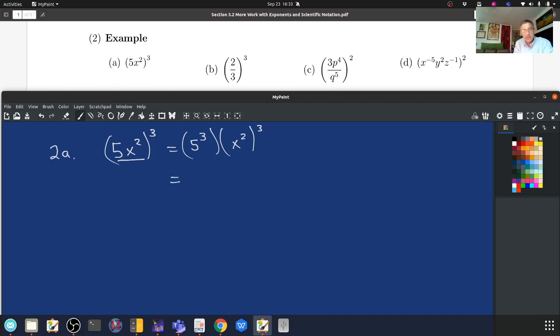Now we just simplify. 5 to the third power is 5 times 5, which is 25, times 5, that's 125. And now I use just the plain power rule. X squared to the third is x to the 2 times 3. So the final answer is 125 x to the 6th.